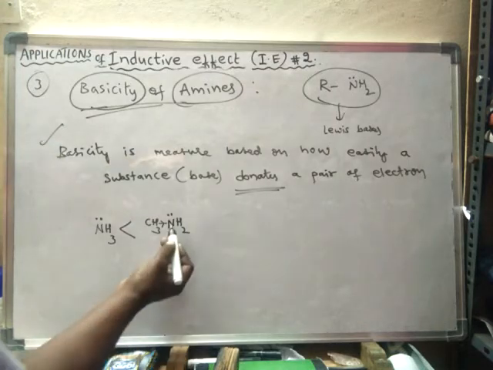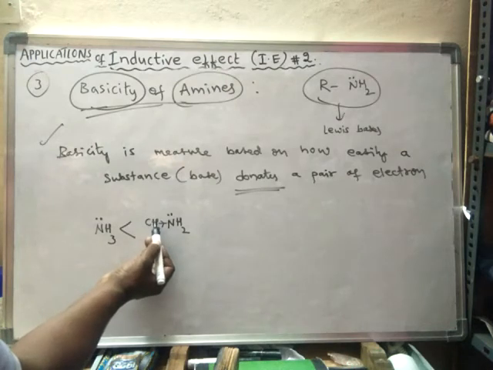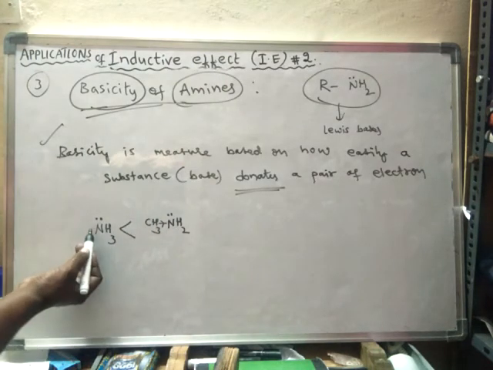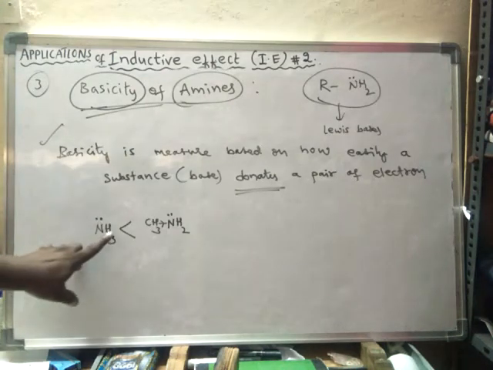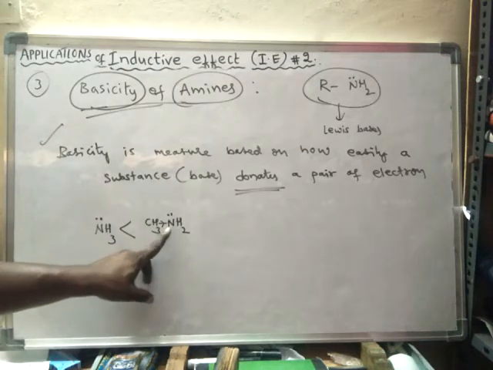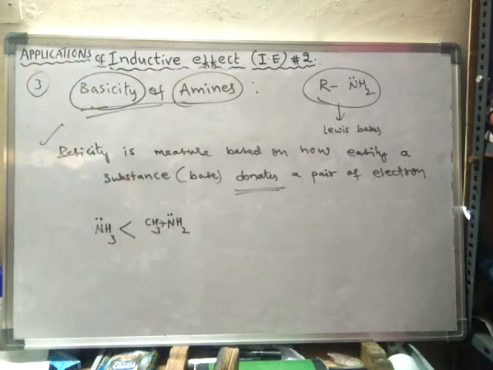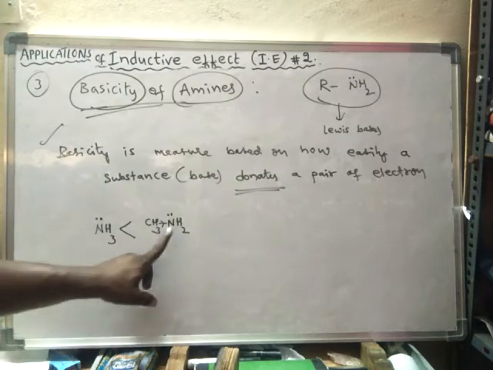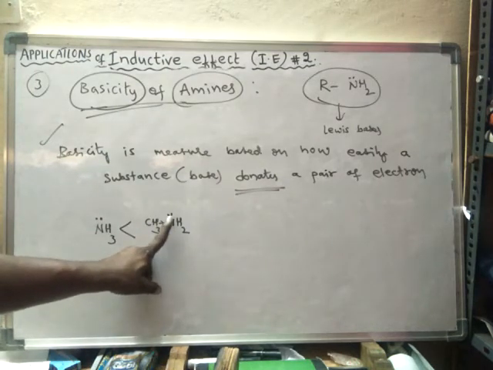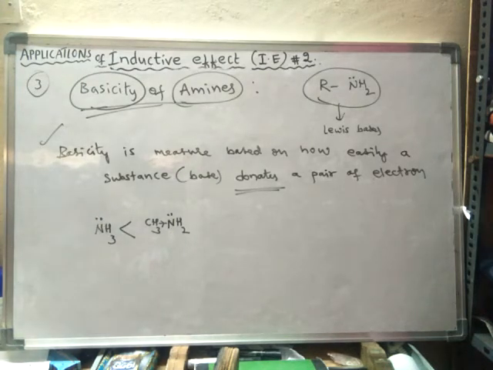So this nitrogen has more electron density because some electron density is added to it. But here there is no addition of electron density from outside because hydrogens cannot add electron density to this nitrogen. Therefore this nitrogen will readily lose its electron pair to other atoms if required. That means this nitrogen is ready to lose its electron pair more readily than the other nitrogen. So the basic nature of methylamine is more when compared to ammonia.